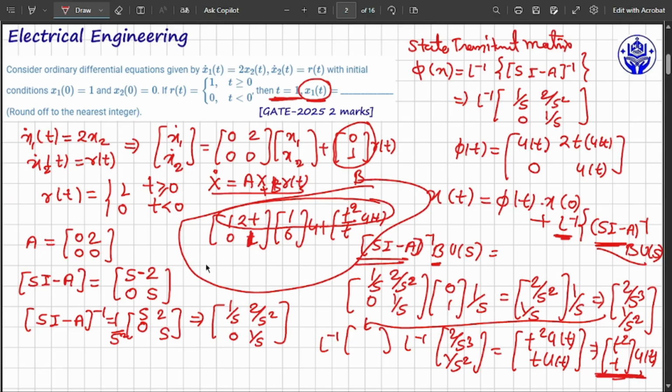At t is equal to 1, x1 of t is nothing but t square plus t plus 1, and if we put t is equal to 1, it will be 1 plus 1, that is 2. So the correct answer is 2 for this question. This is the particular solution. You should have an idea about this kind of thing. This is a very recent question they have asked.